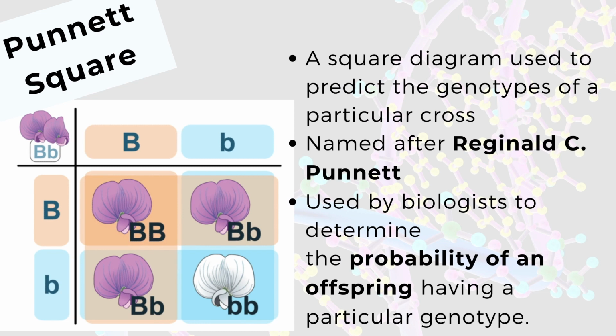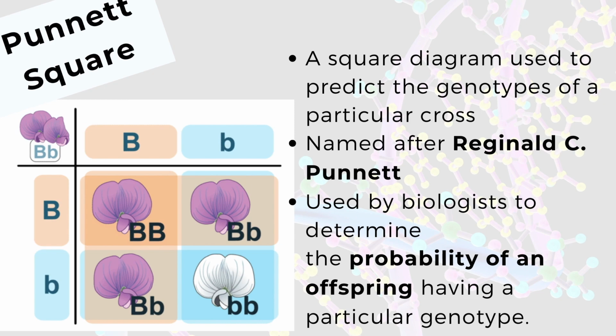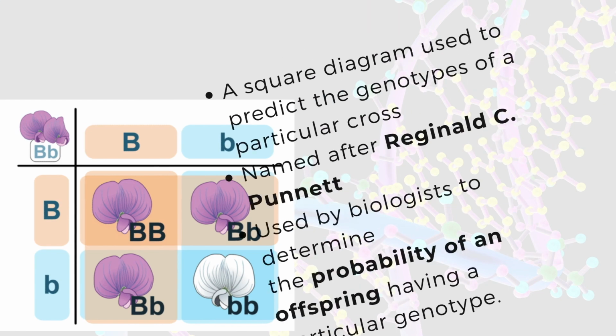The study of genetics also involves prediction of possible offsprings. What makes this task of geneticists easier? It is the discovery of Reginald Punnett, the Punnett square. It is a square diagram used to predict the genotypes of a particular cross. It allows you to easily determine the expected percentage of different genotypes in the offspring of two parents.